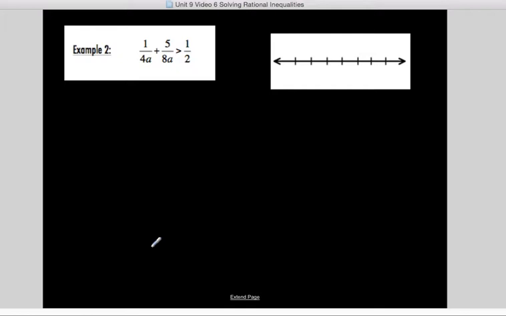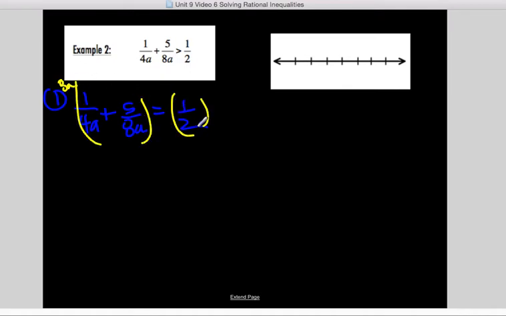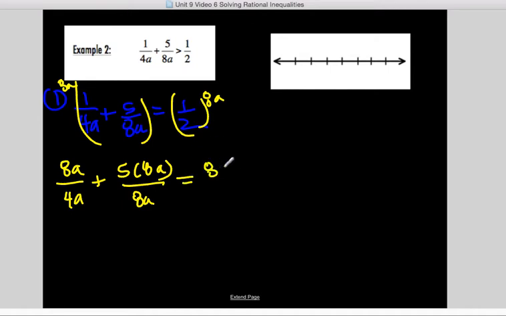Example 2, same idea. Step 1, just solve the equation. I'm going to rewrite it as an equal, so as an equation, not an inequality. What's my common denominator between 4a, 8a, and 2? Between 4, 8, and 2, I can multiply them all to be 8, so I have to have 8a. I would have 8a over 4a, which some of you probably don't need to write down the steps. So I'd have 5 times 8a over 8a equals 8a over 2.